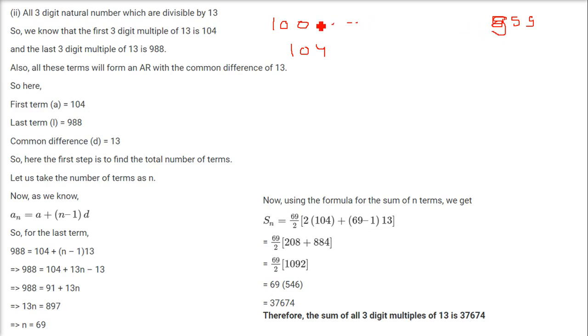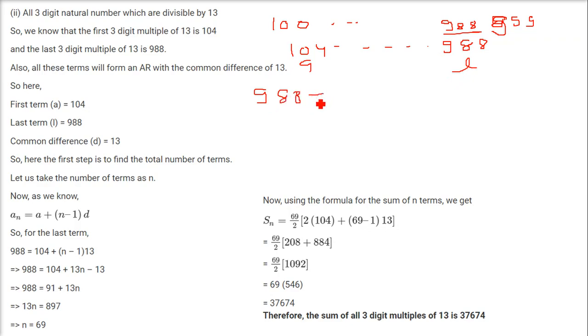So you don't have to worry about it. Why? I'll just tell you. You can find out, and if you're not able to find out, there is no point of division. You can just take the last term as 988, right? If you divide it by 13, it is going to divide. So I'll take 988. Our series becomes 104 to 988. The first term is A, the last term is L. Now you can find out how many numbers are there.